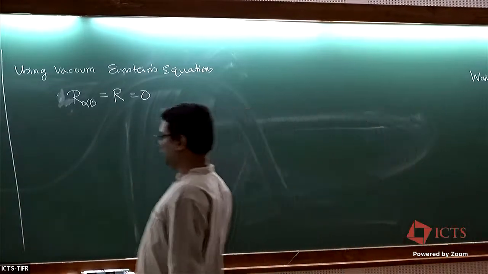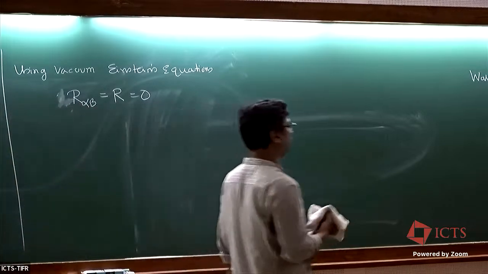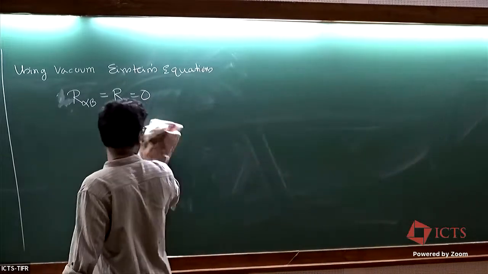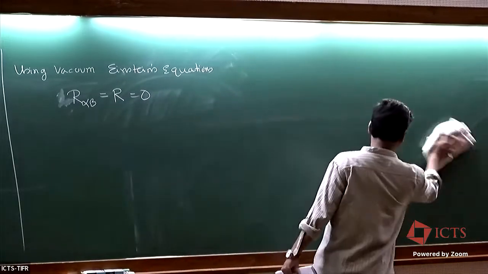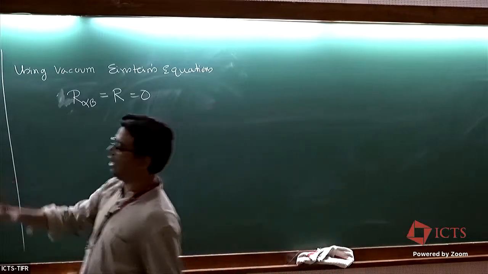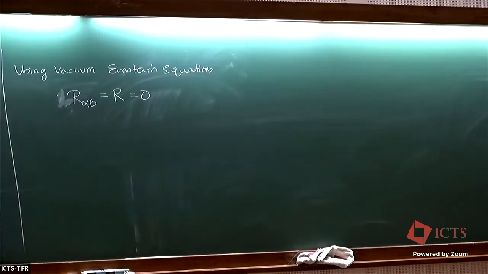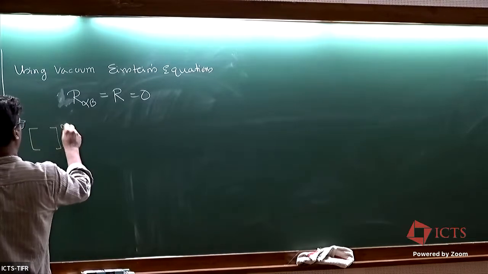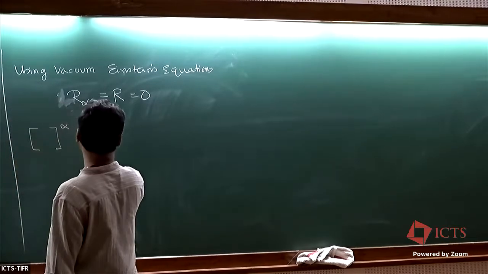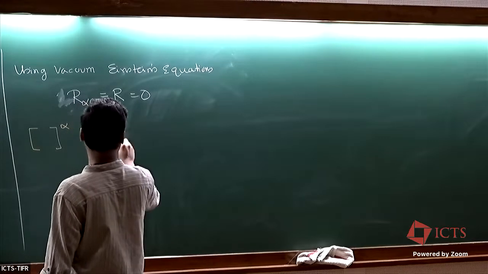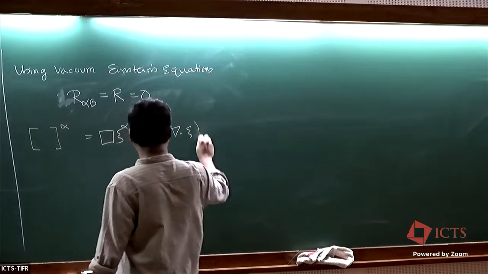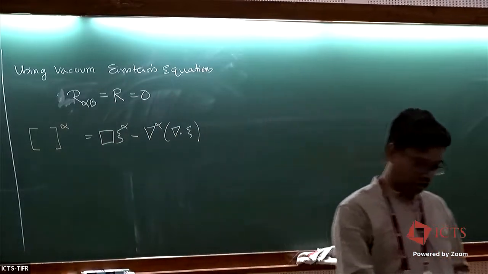But for us, we'll only use the pure gravity equation. Matter does not matter. And therefore, we have the ultimate object we wanted to calculate: J alpha is equal to box xi alpha. Our job is done. We got J alpha.